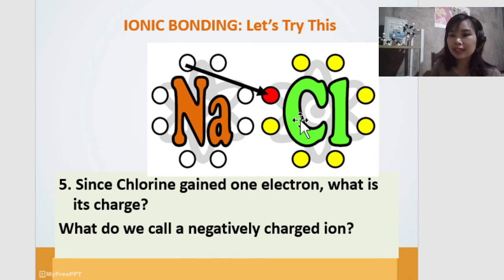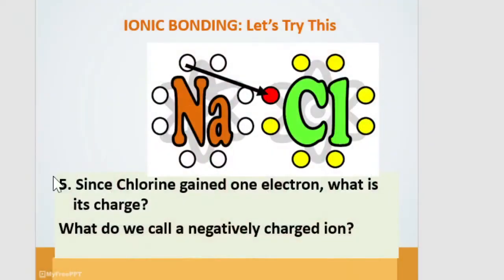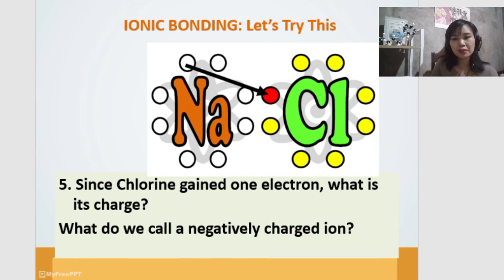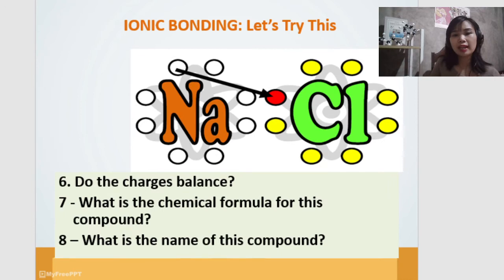Now, number 5. Since chlorine gained, it received one electron, what do you call its charge? And what do you call this negatively charged ion? Ready? 5 seconds. Go. Okay, time is up. So what is the answer? Very good. The answer is, since it was given one electron, it is one negative, and then what we call it is anion. Okay? So go back to your understanding about cation and anion.